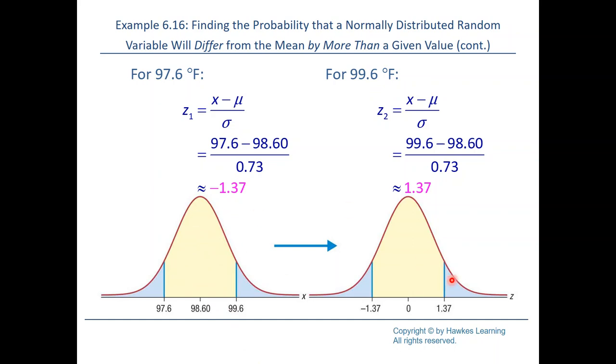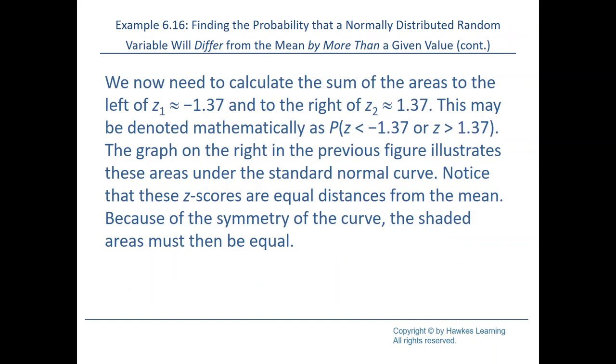Now something really interesting I notice is that when I converted to z's, it became very obvious that these z-scores are almost identical, except one is positive and one is negative. When 97.6 degrees converts to a z, it becomes negative 1.37, and when 99.6 becomes a z value, it becomes 1.37. What's really cool is that they're equidistant z-scores. So realistically, if I just find one area and multiply it by 2, I get my answer. Again, it's your choice on how you want to find these.